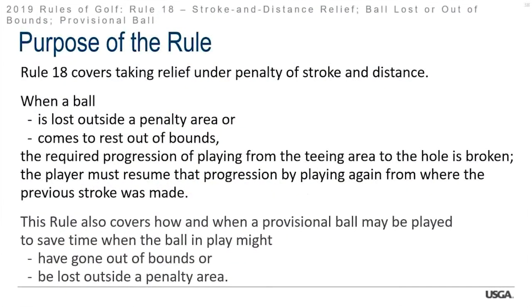All right, so the purpose of this rule is what we're going to do when a ball is lost outside of a penalty area or if it comes to rest out of bounds. The required progression of playing this hole from the teeing area to the hole has been broken, but we've got to keep it going. So what this rule is saying is, well, something has happened, your ball is lost or something has occurred, we've got to get you back on the path of playing this hole. This rule covers how we're going to do that. And this rule also covers how and when we should play a provisional ball, how it should be played.